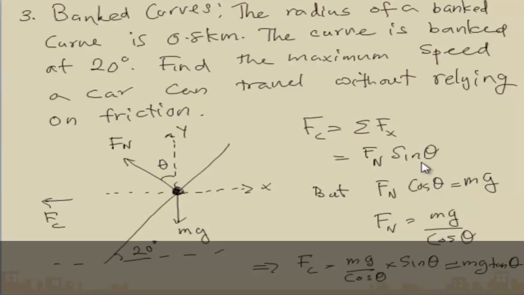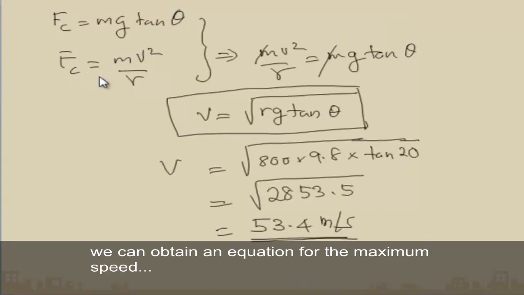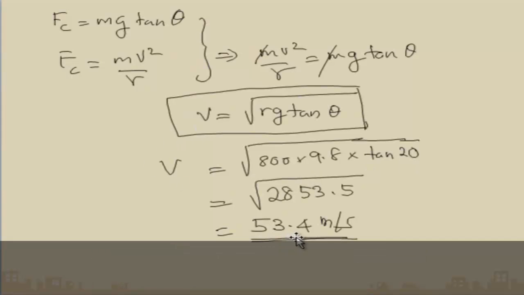Now we can plug this into the first equation, which gives us Fc equals mg over cosine theta times sine theta. So that's equal to mg tan theta. So Fc equals mg tan theta. But we also know that since this is a circular motion, Fc is mv squared over r. By equating these two, we get the velocity v equals the square root of rg tan theta. So now we can substitute the values, which gives us velocity equals 53.4 meters per second.